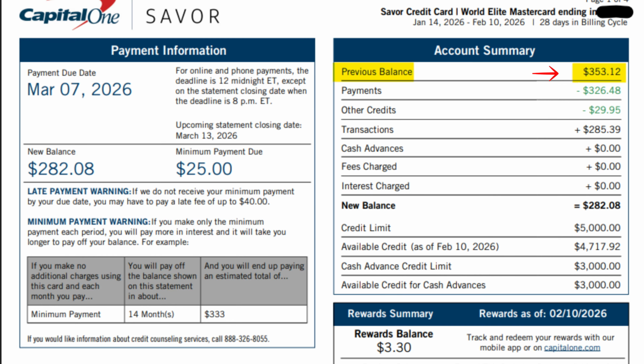Then later on, before the next payment due date, which is March 7th on the screen, I'm going to pay my full $282.08 statement balance from this current billing cycle so that I can avoid paying interest entirely while still collecting cashback or points for my purchases.